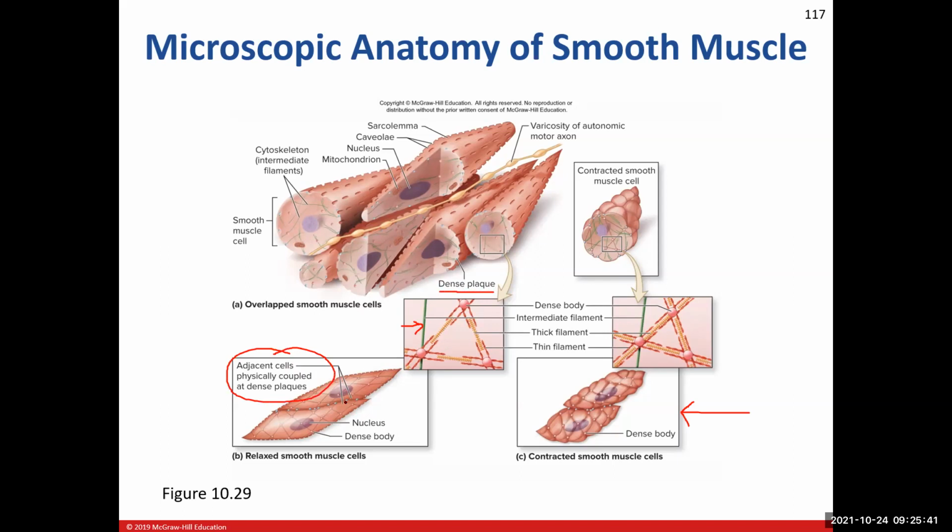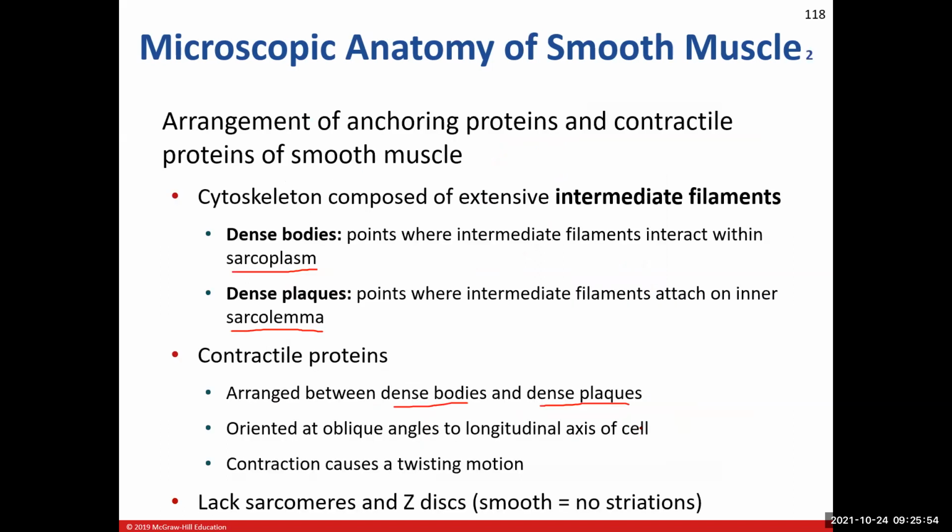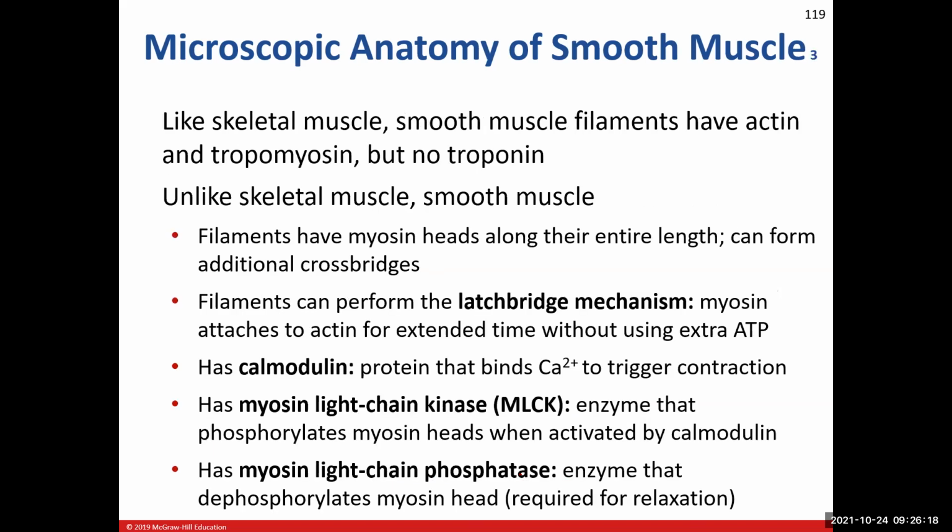All right, here are your dense plaques littered throughout the sarcolemma. And then once the muscle contracts, it pulls on those intermediate filaments and it will cause the dense plaques to move closer towards the center of the cell. So when we see contraction here of the smooth muscle cells, think of it like a twisting motion, like you're wringing out a washcloth. That's what happens. All right, so I mentioned before, no sarcomeres, no Z discs, so we have no striations.